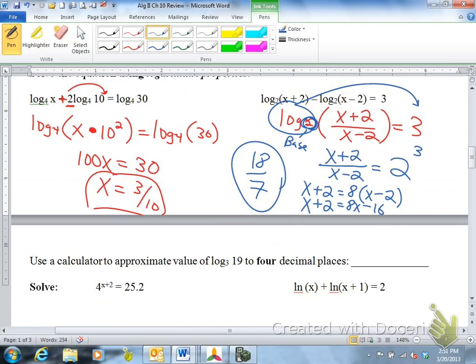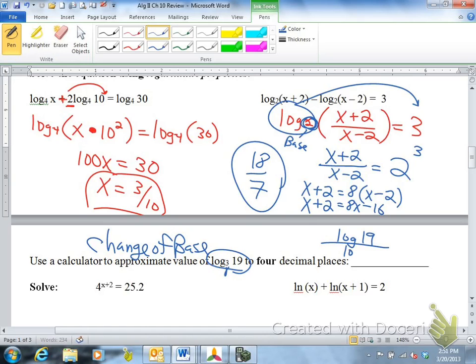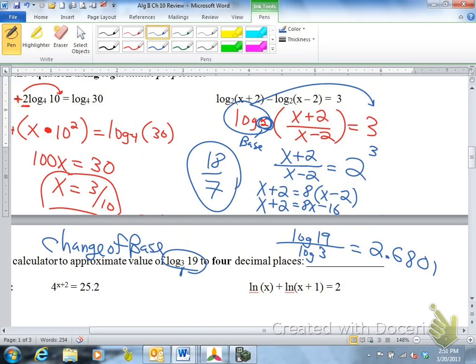On the next one, use a calculator. You'd have to use the change of base formula. Change of base formula says for one like this, anytime you have a log with a base that isn't base 10, you would write log 19 divided by log 3. And you would get the answer with your calculator. It's, I think, 2.6 something. 801.